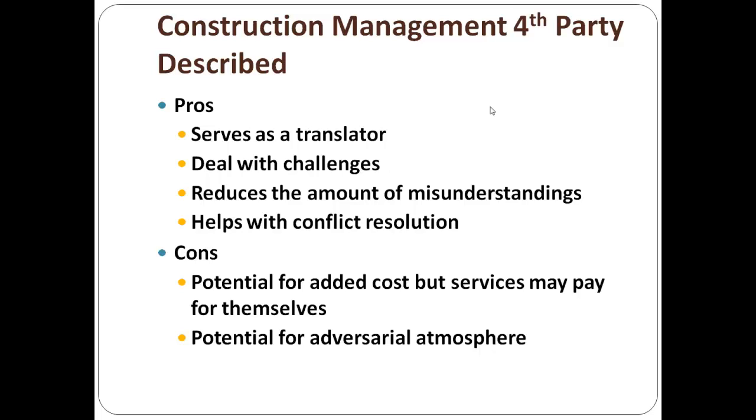Potential for adversarial atmosphere. In other words, if he is only there to justify his fee by beating down the architect, the builder, the subs, the other designers and suppliers, and so forth, he can create a real atmosphere of tension, distrust, or just make it very uncomfortable, and it doesn't work as well. So if he takes the wrong posture toward the architect, the builders, and the other participants, it has real potential for adversarial atmosphere that you don't want.